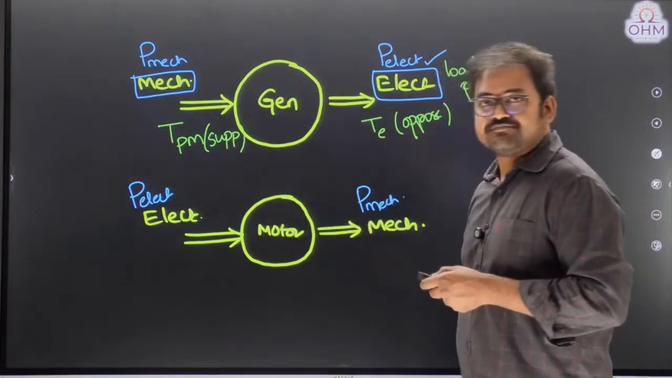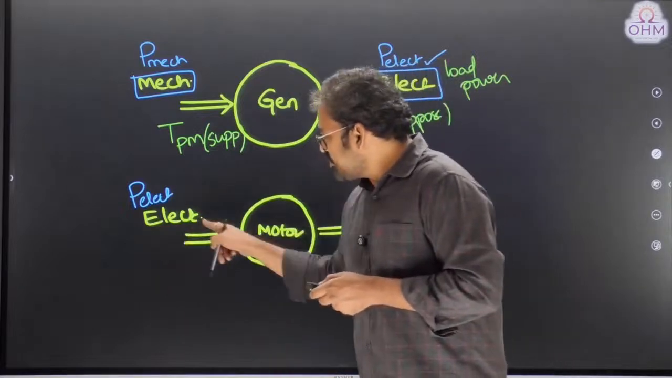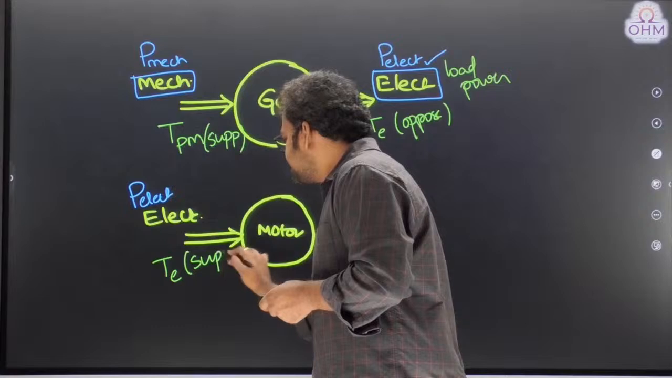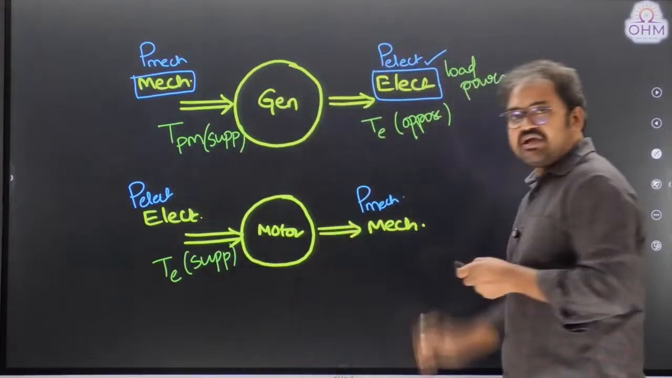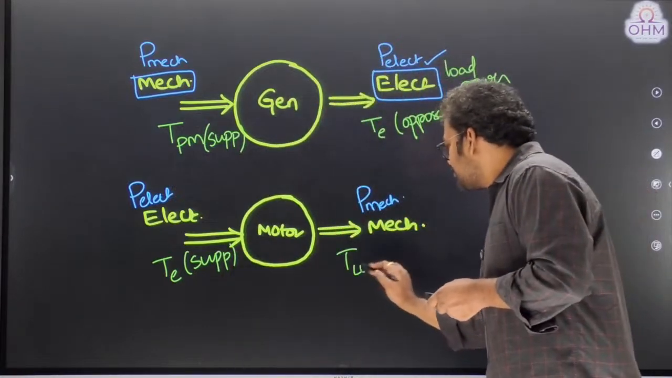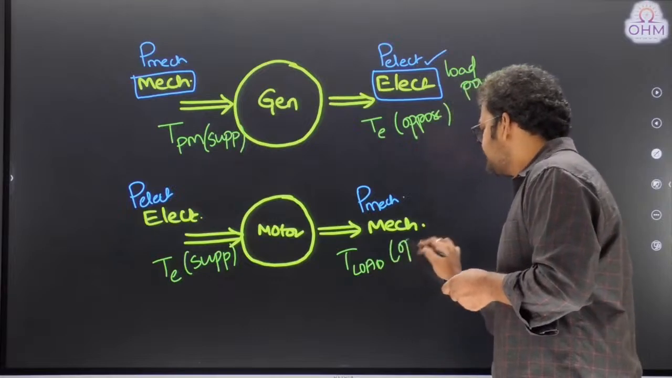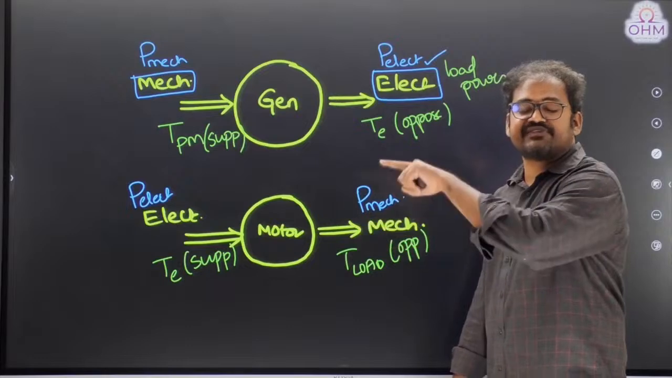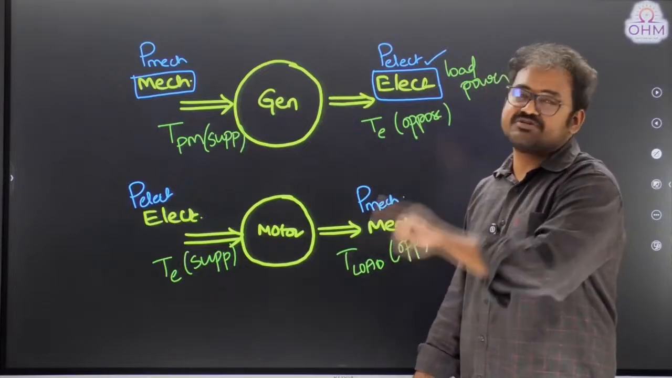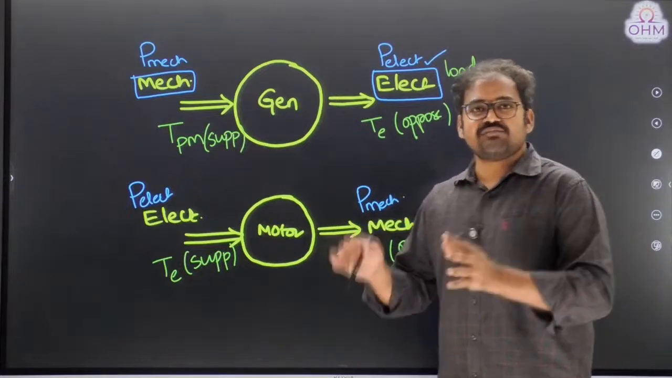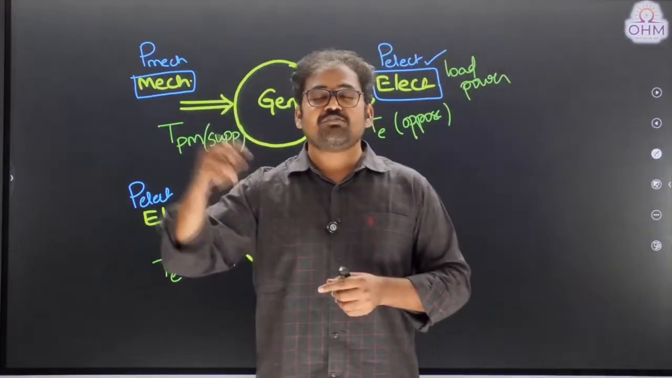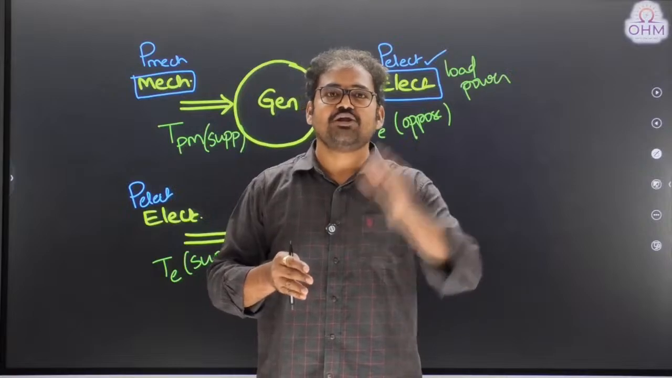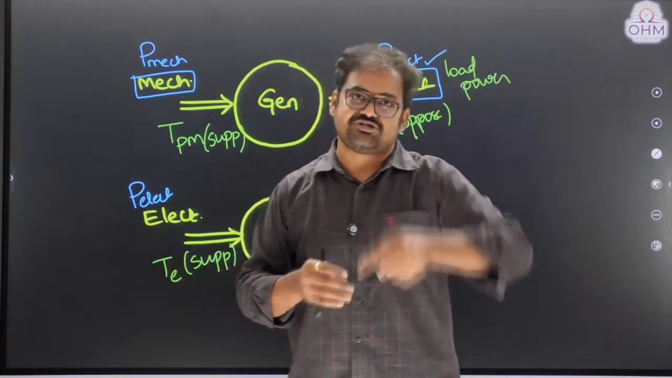What about in a motor? In a motor, input power is electrical, so the electrical torque will support the rotation. Load is mechanical power, so mechanical load torque will oppose the rotation. And remember, this is valid not only in synchronous machines, it is valid in DC machines as well as induction machines. Always remember, supporting torque comes from the input power side, opposing torque comes from the load side, because load will always oppose the rotation.